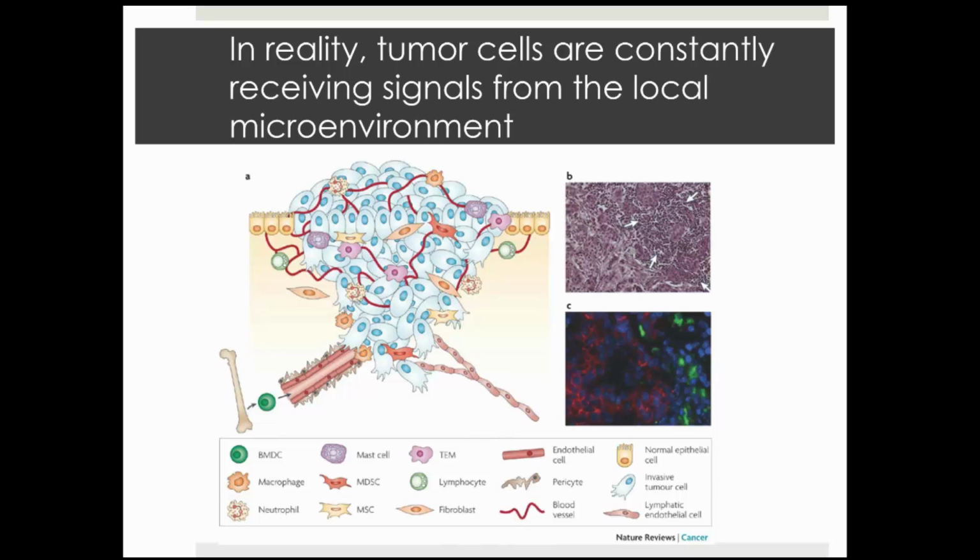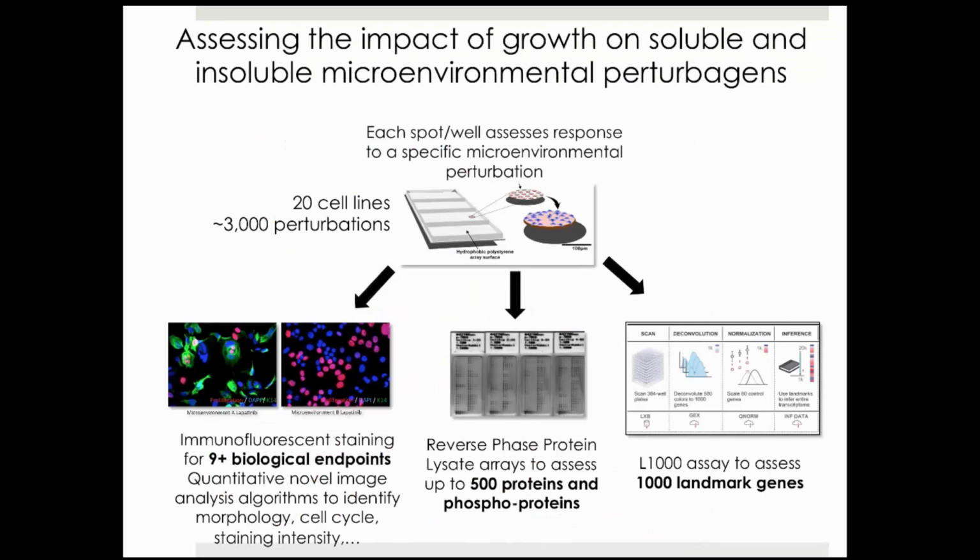And so to that end, for LINCS, what we have designed is a set of experiments that we think will help us to better understand the effects of the tumor microenvironment. And to do that, we have developed what we call a microenvironment microarray, where we can grow cells on individual glass slides onto which we can spot different microenvironment perturbagens. So these are proteins that we've identified as being important in the tumor microenvironment.